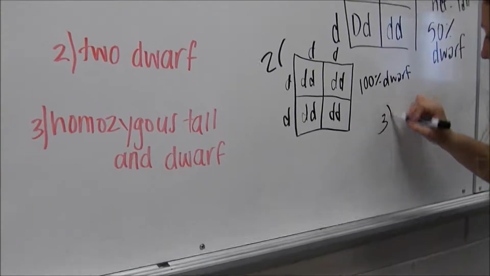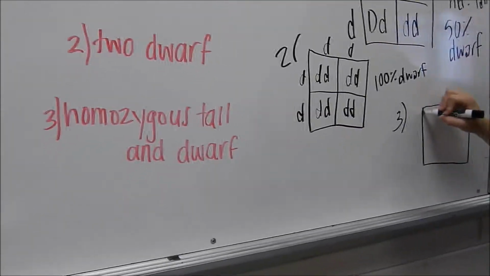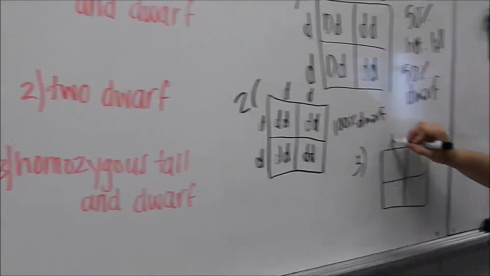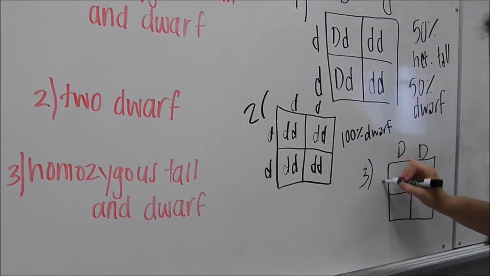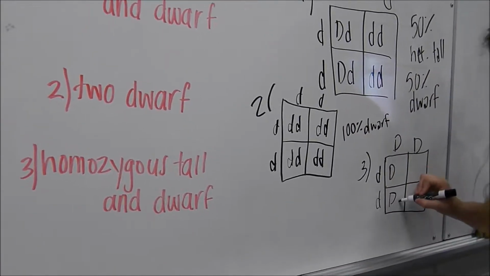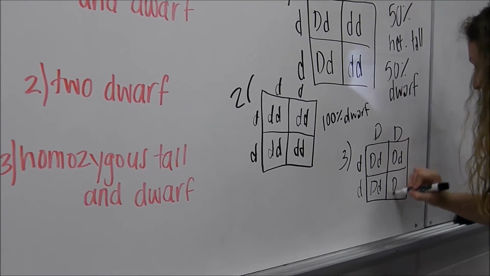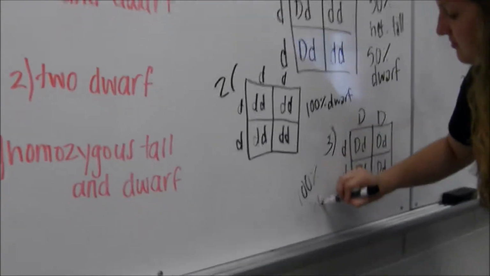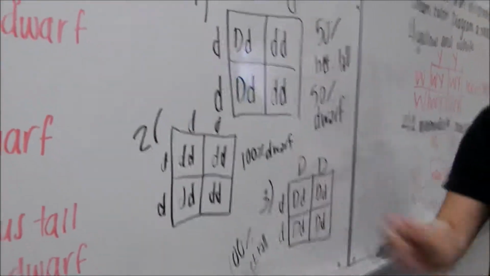For number 3, you have a homozygous tall, so it'll be big D, big D, and then another dwarf, so little d, little d. And then you do big letters first. And you'll have 100% heterozygous tall. And that's it.